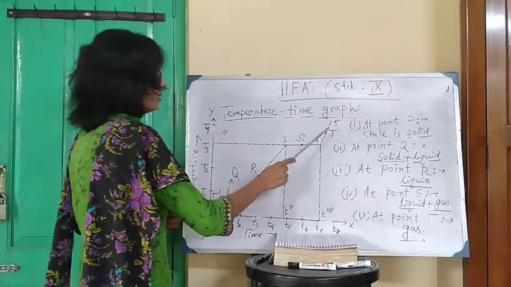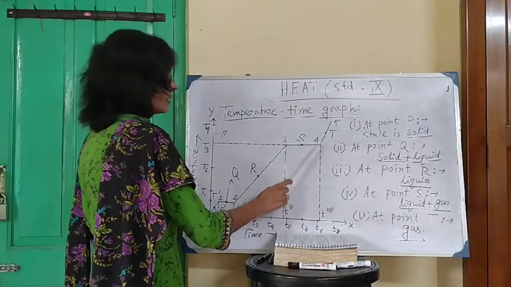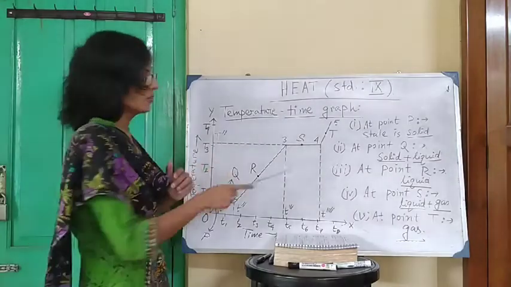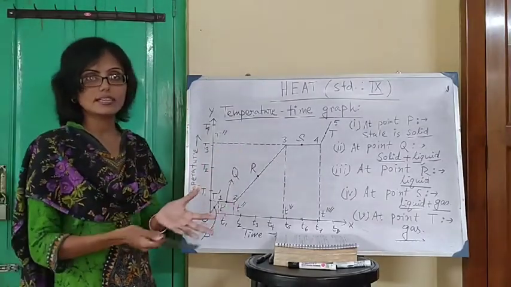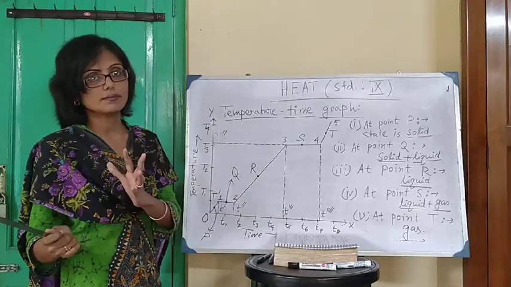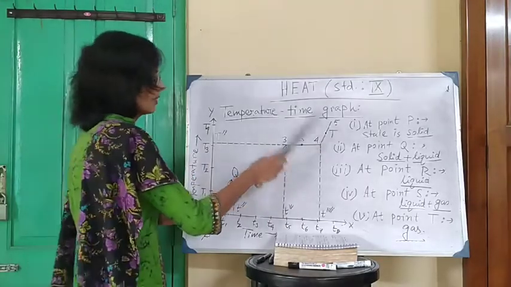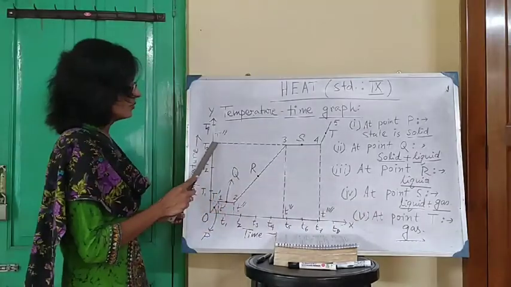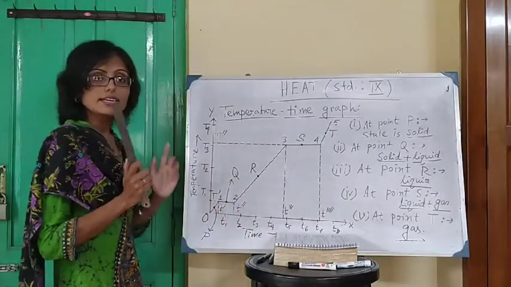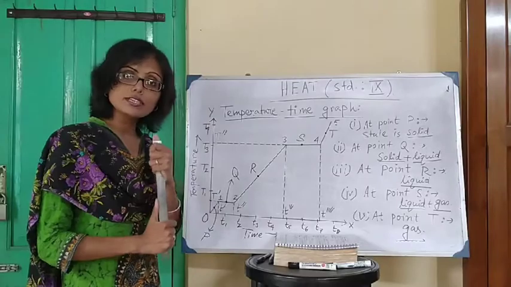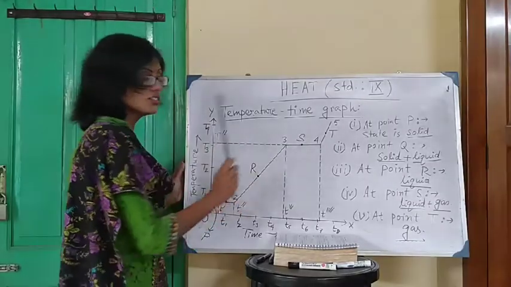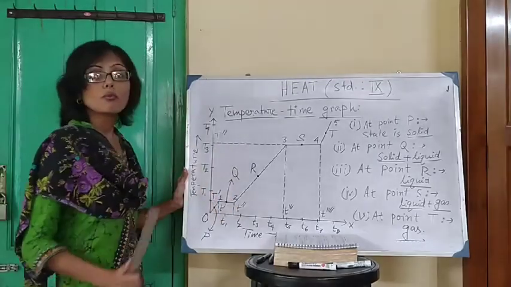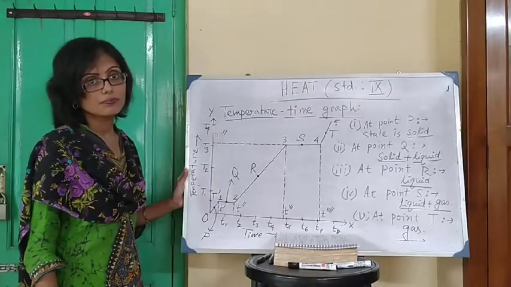Clear? Consider another point T on the straight line 4, 5. What is the form of the matter? It is nothing but gas, because at point 4 the entire liquid turns into gaseous state. Understood? Clear? So what is the name of the temperature? T double prime. T double prime is the temperature at which the liquid turns into gaseous form. That is, it is the boiling point of the liquid.